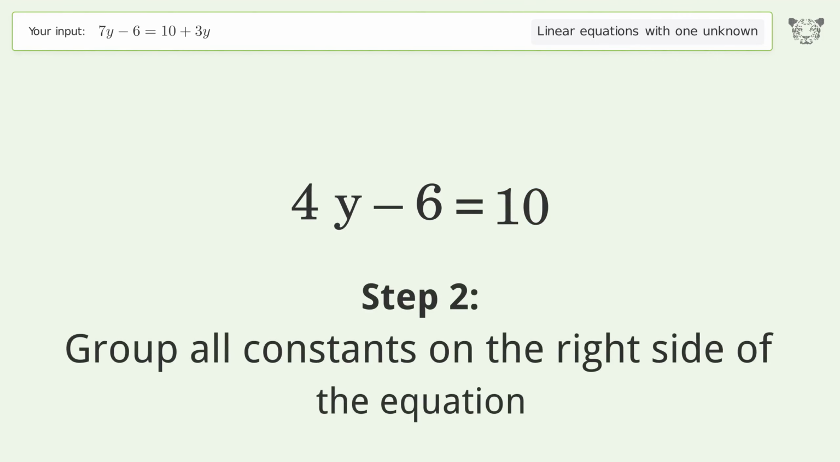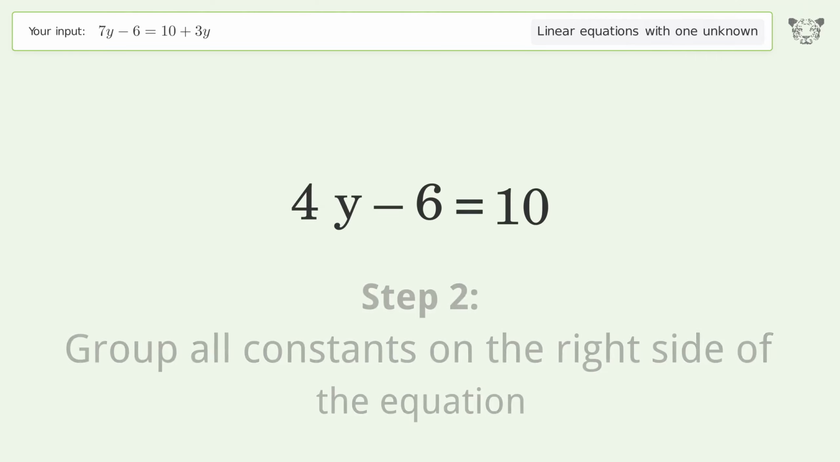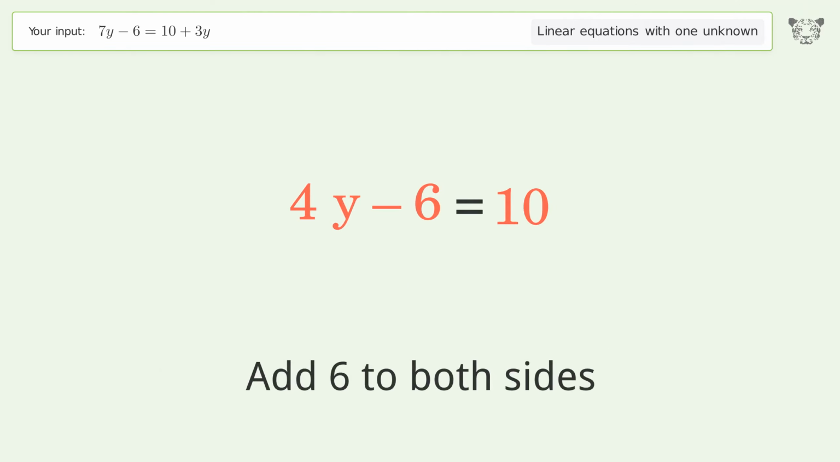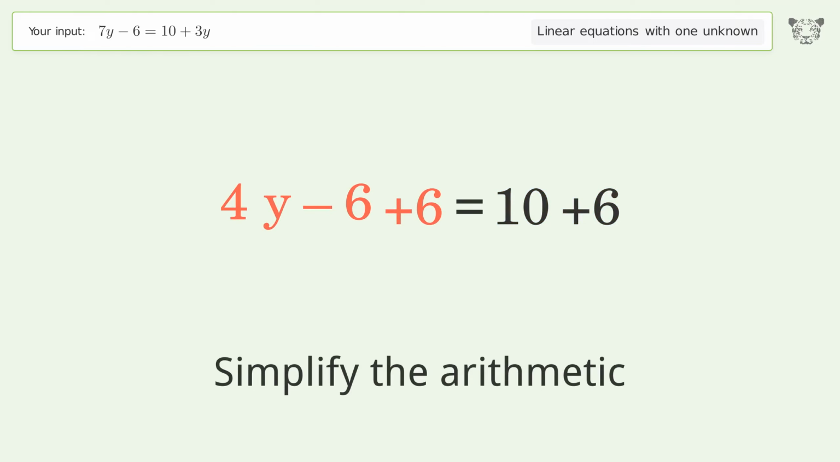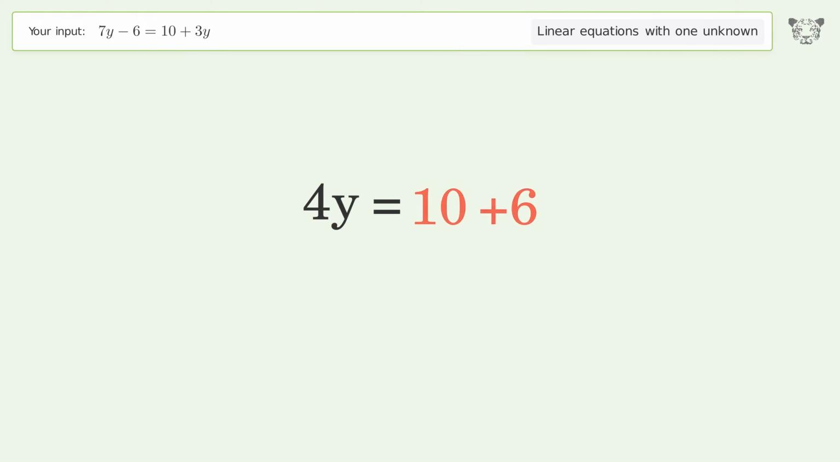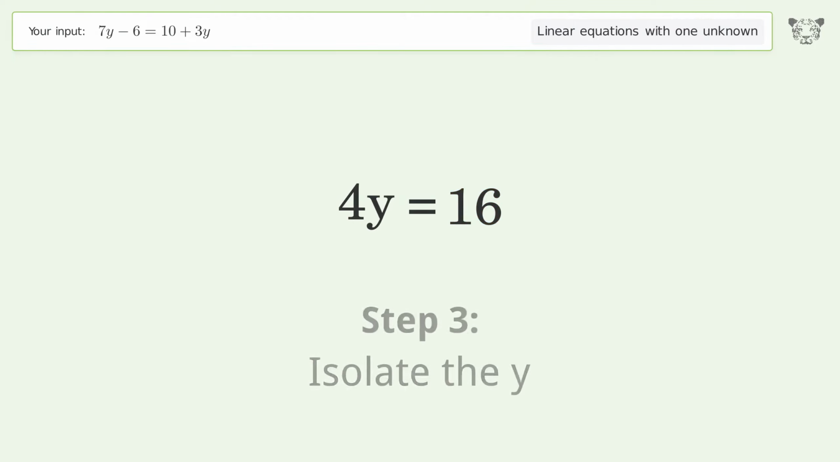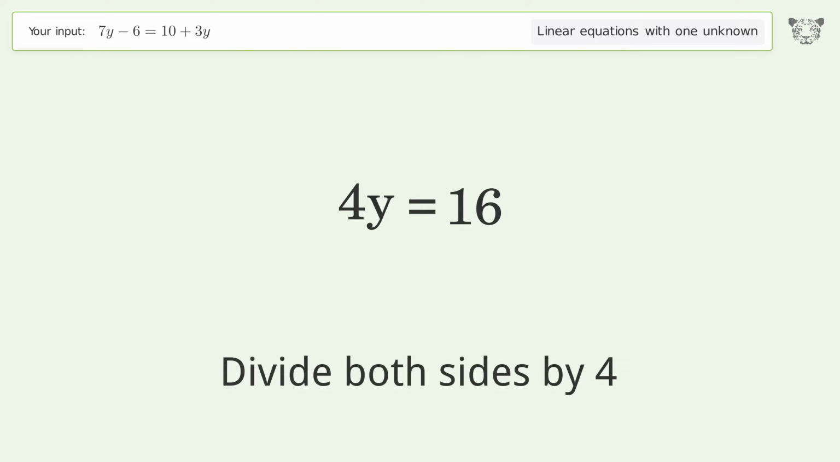Group all constants on the right side of the equation. Add 6 to both sides. Simplify the arithmetic. Isolate the y. Divide both sides by 4.